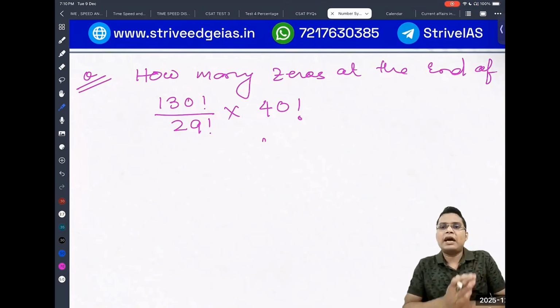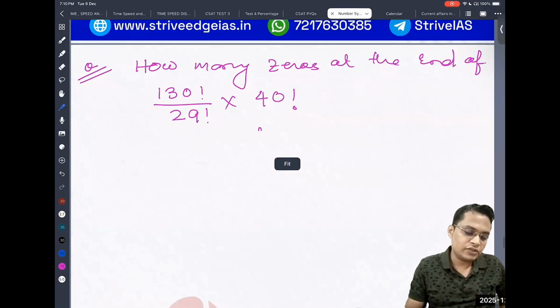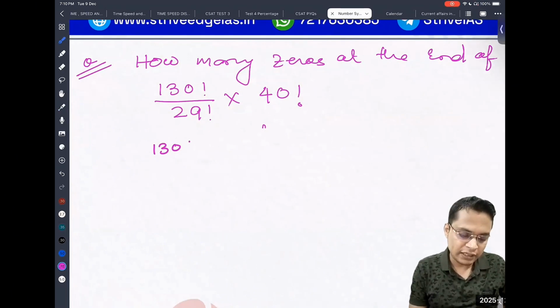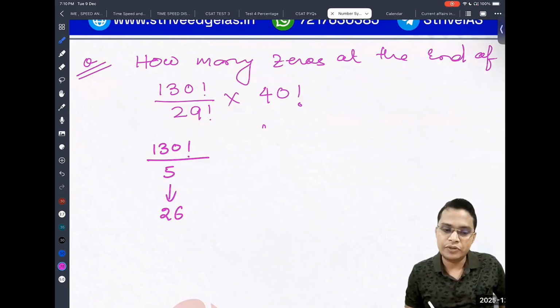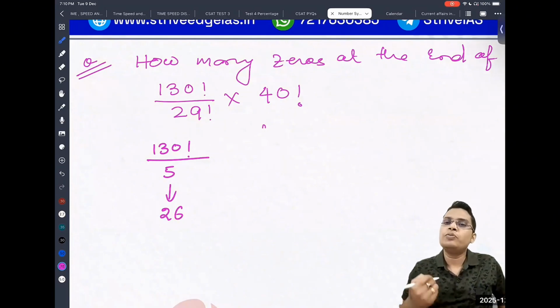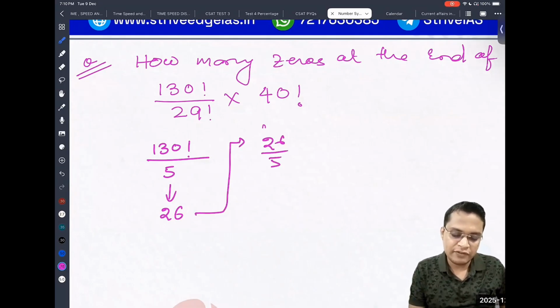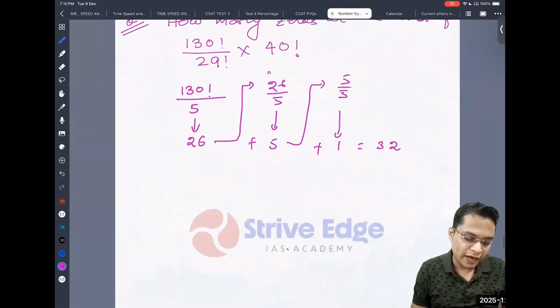If you multiply and divide, how many zeros are there at the end? How are we going to find it? First, we have to find the number of zeros at the end of 130 factorial. So I need to divide by 5, and the answer is 26. I have already told you we need to ignore the fraction value, because the number of zeros has to be a whole number, it cannot be 2.5. Next we divide 26 by 5, which gives 5. Again we divide 5 by 5, which gives 1. So we get 32 zeros.